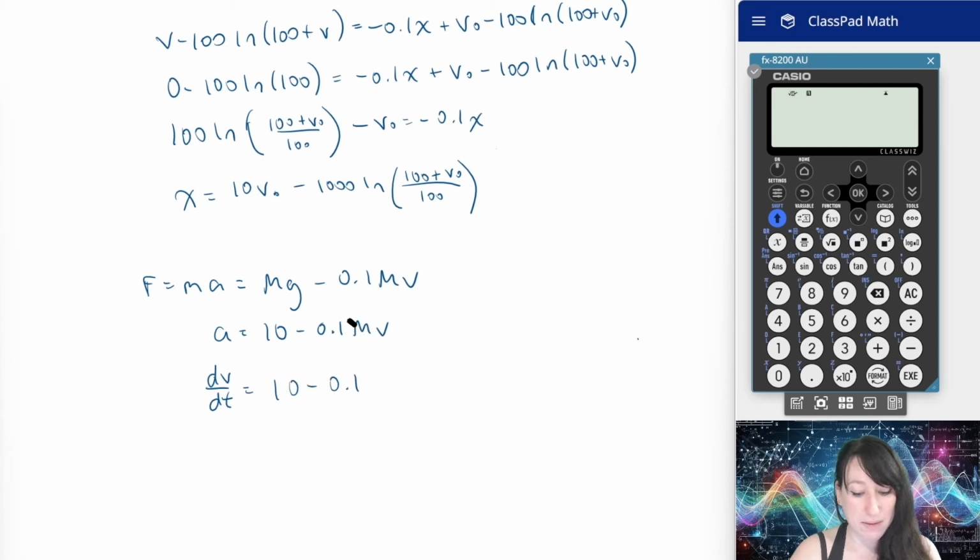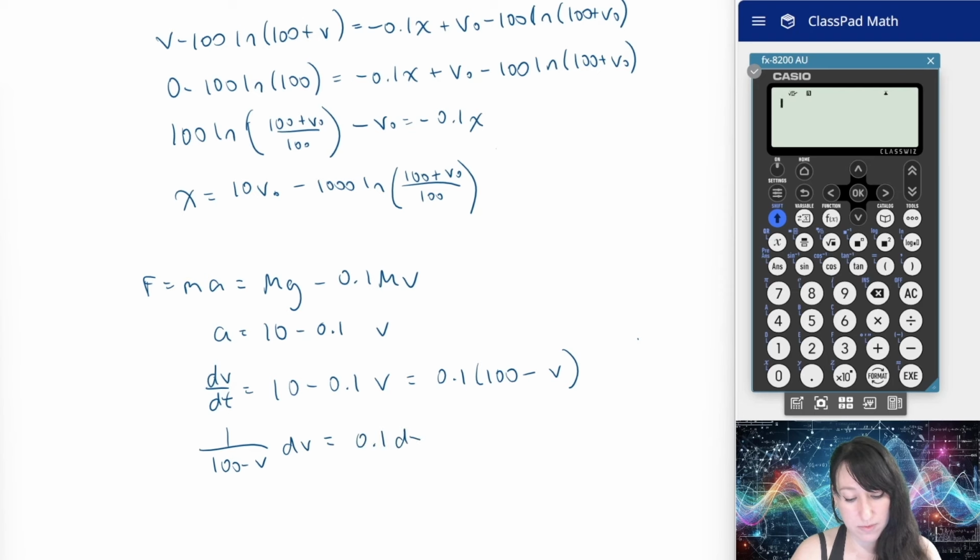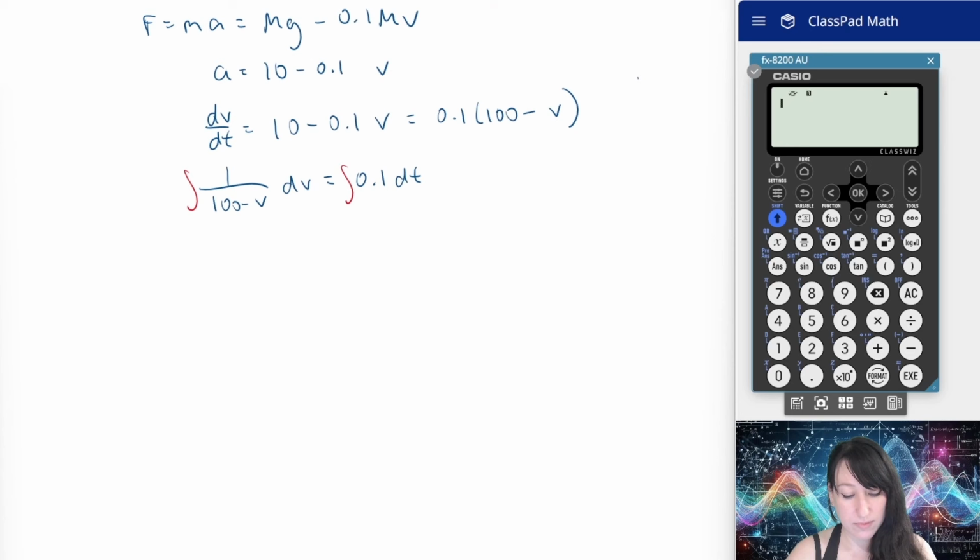We don't have the x anymore here. Now, this still involves v. We'll still have to do a separation of variables and divide that to the other side. And integrate both sides. So this is going to be minus ln 100 minus v, and this is going to be 0.1 t plus a constant.